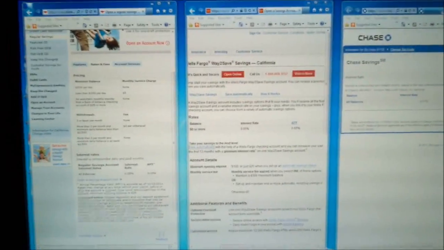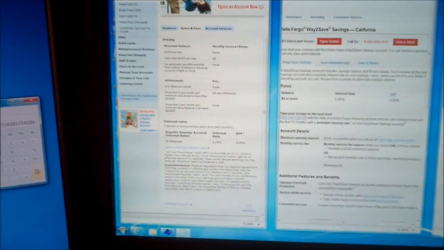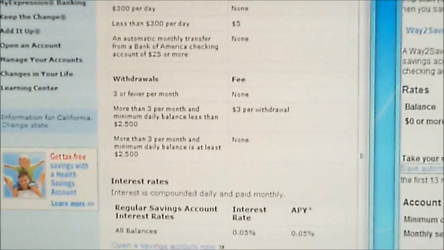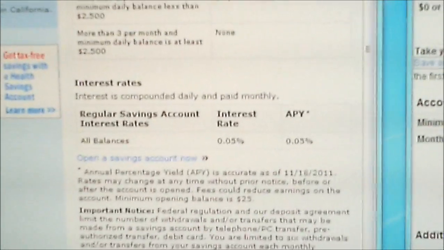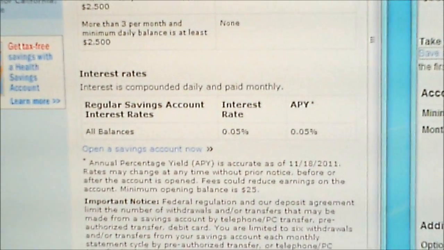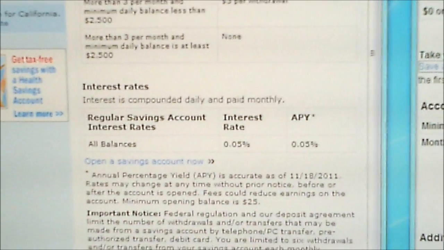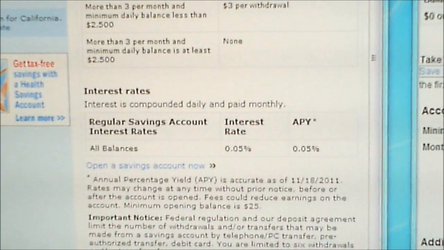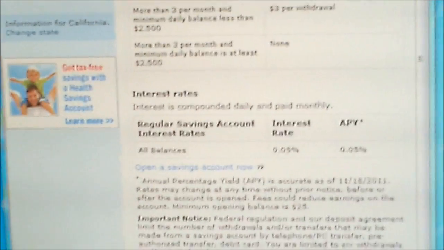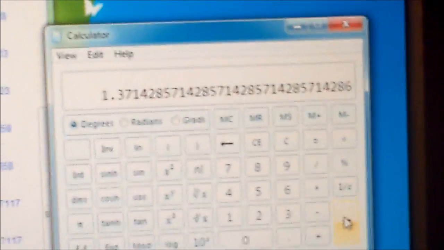Now what you see here before you are three websites, three big banks. I've got Bank of America, Wells Fargo, and Chase. Just to get a basic savings account, the interest rate is 0.05%. They give that to you once a month. Whatever you have in your account, they're going to add 0.05%, and that's per month. Per day, I made 1.37%.